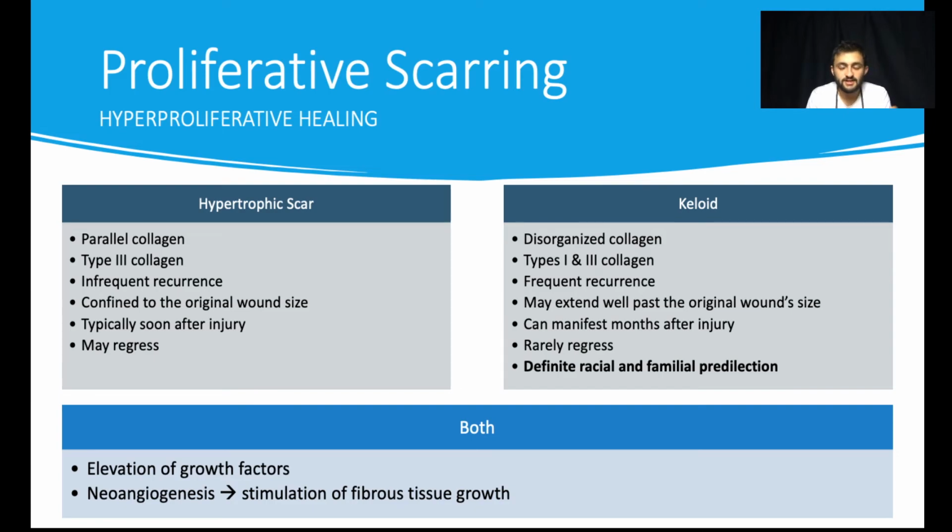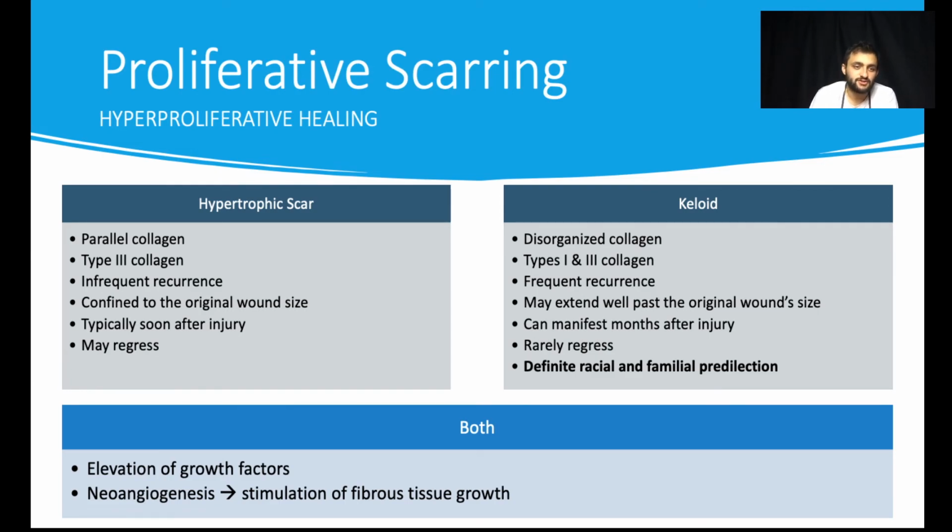Hypertrophic scar doesn't really recur that much. Keloid, frequent recurrence. Hypertrophic scar is confined. Keloid, not confined. Then a hypertrophic scar typically occurs soon after the injury. Keloid can manifest months after the injury. Hypertrophic scar might go away. Keloid will almost never go away. And keloids definitely have a racial and familial predilection.